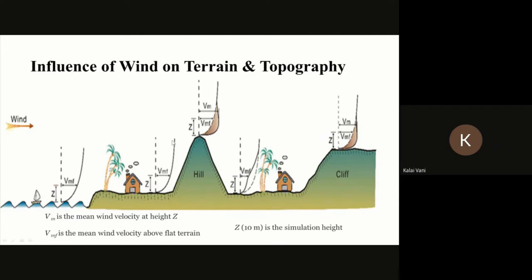So here we need to consider where the building is going to be located, even around your building, and how dense the buildings are. The density of buildings means the number of buildings within your locality. All that we need to keep an eye on. This is how wind influences your terrain and topography, and this terrain and topography factor will be included in your wind load calculations.